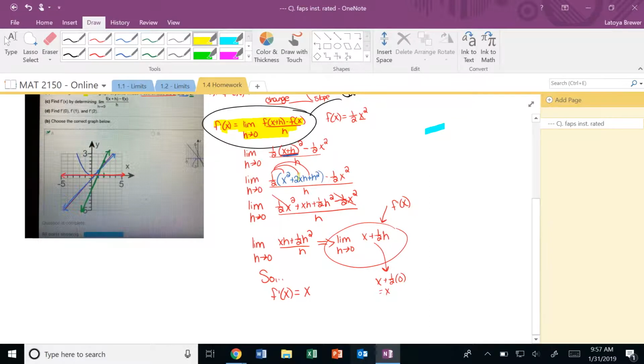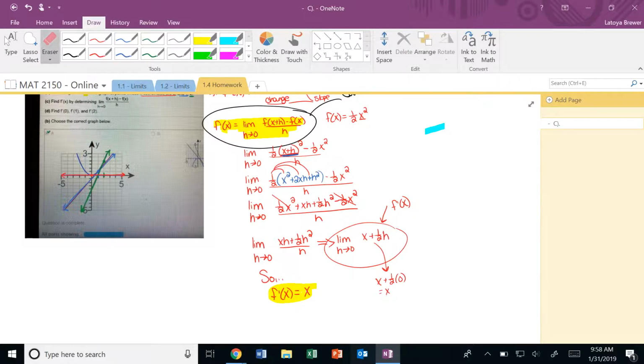So once I found that limit, substitute 0 in, right? That tells me what my derivative is for that function. So I told you that gives you your instantaneous rate of change. That's what your derivative gives you. But that's an equation, right? You need a number. So that equation there, f prime of x equals x, tells you what your slope is at any particular point.